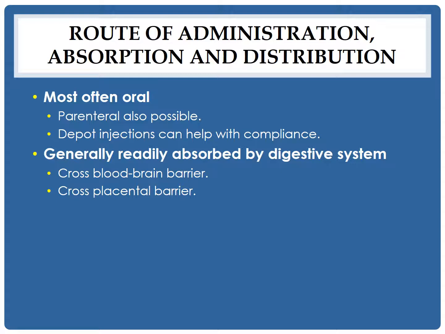most of these drugs are readily absorbed by the digestive system. They tend to be pretty highly lipid soluble, so they're absorbed into body fat and then released slowly from there. They easily cross the blood-brain barrier. That might be obvious already because they're active in the brain. And they also cross the placental barrier easily.